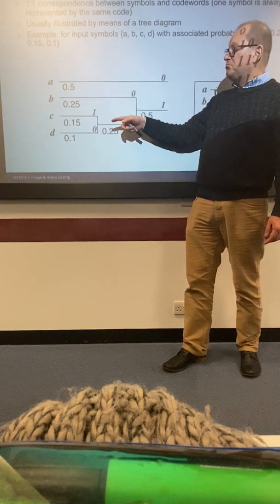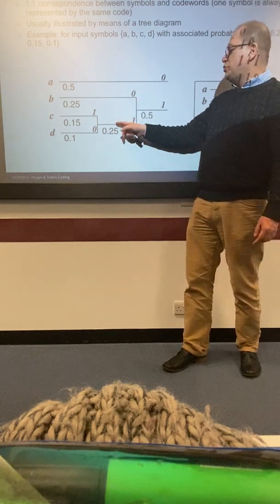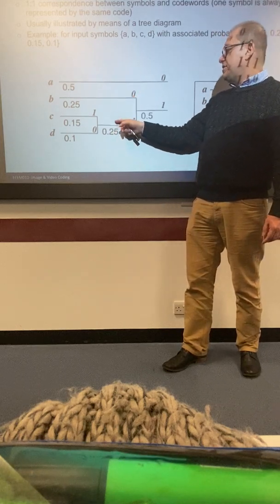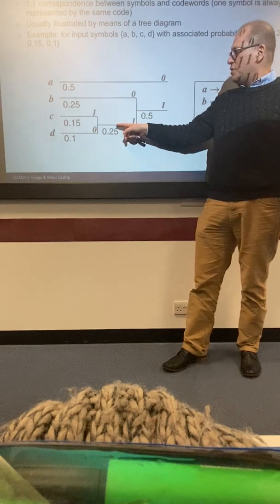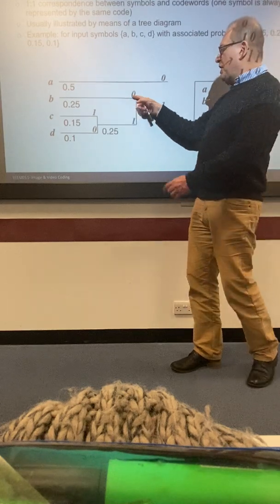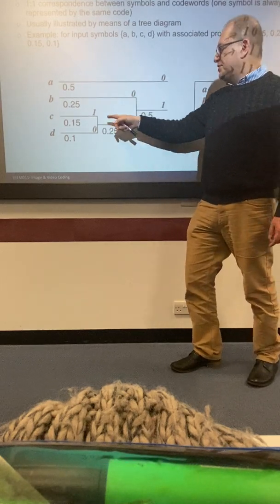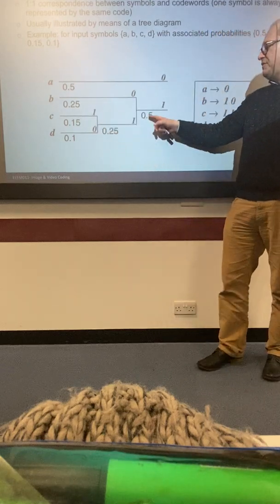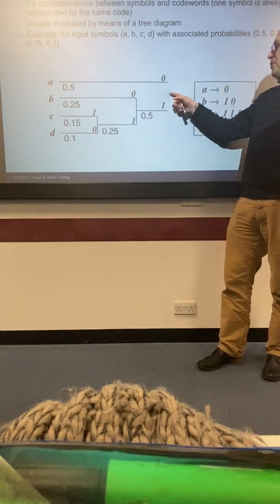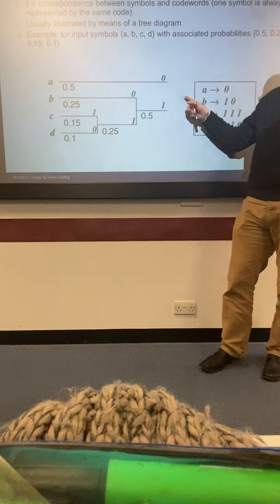And if it was 0.6, which it can't be, but let's assume it was more than that, this line would go here. But because these two are equal, you can leave it here. You combine them, these two together, so 0.25 plus 0.25 is 0.5. And then you combine these two together, and you get probability 1.